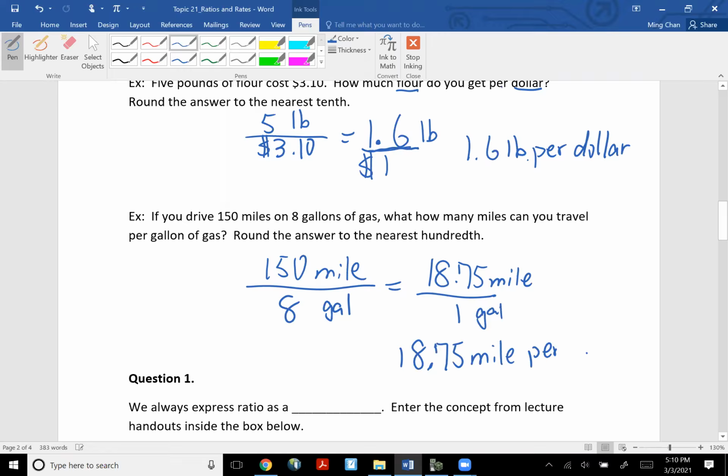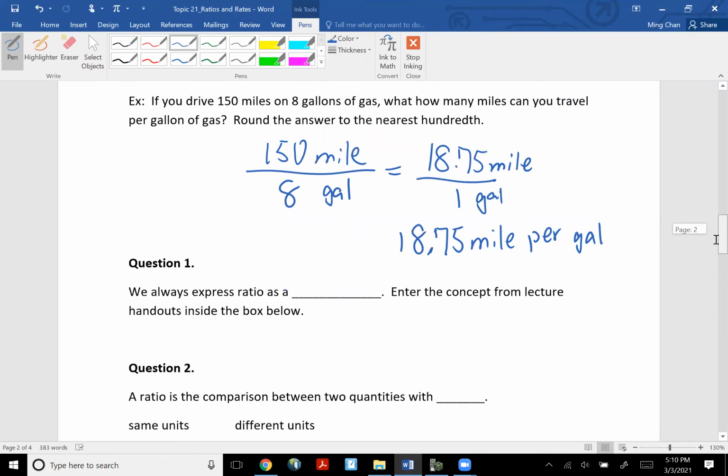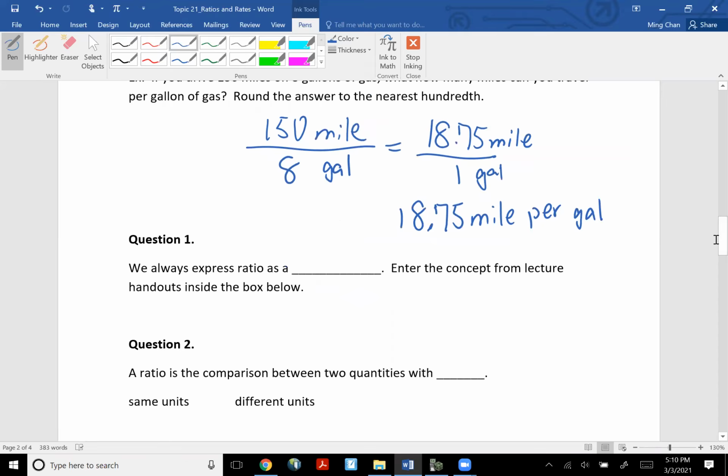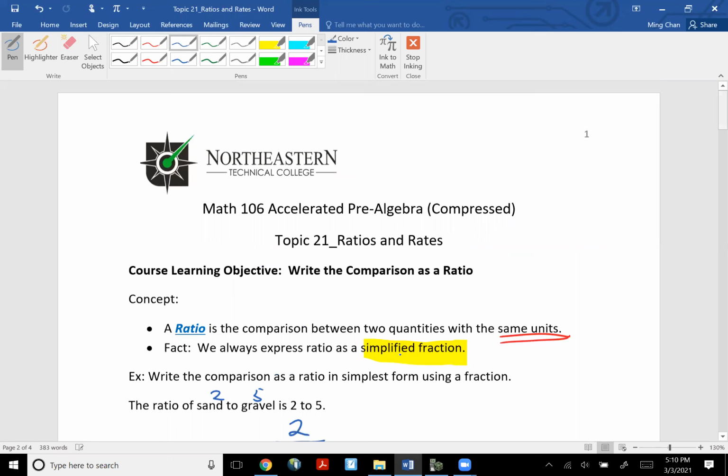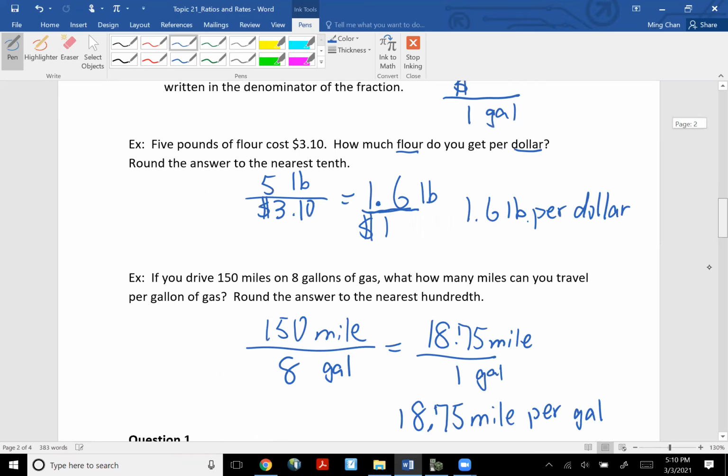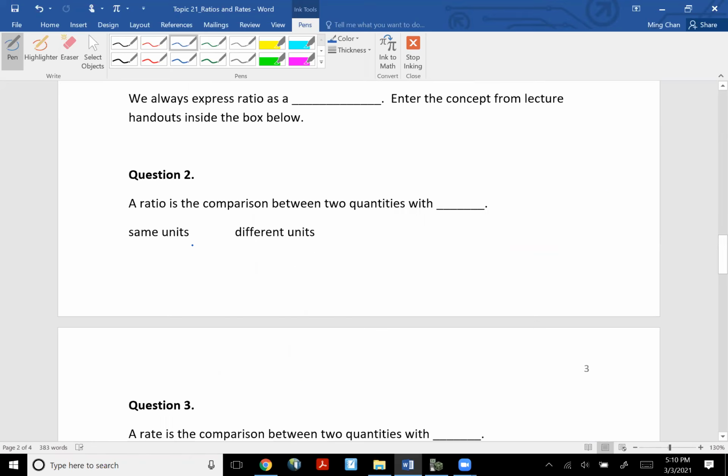Okay, let's take a look at some homework questions. If you have quick questions with your calculator, or if you cannot find the conversion between fractions and decimals or mixed numbers and improper fractions, please let me know. Message me in D2L and tell me what type of calculator you have, then maybe I can help you find them. We always express a ratio as not just a fraction, but a simplified fraction. A ratio is a comparison between two things with the same units, right? A rate is a comparison between two quantities with different units.